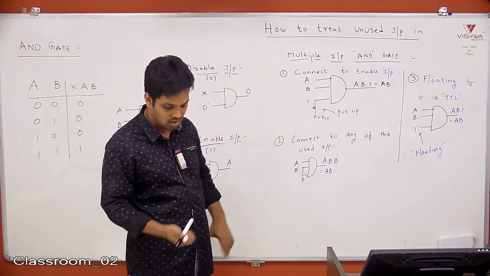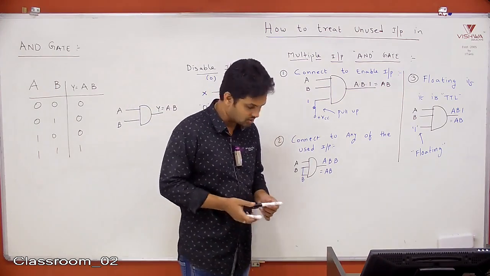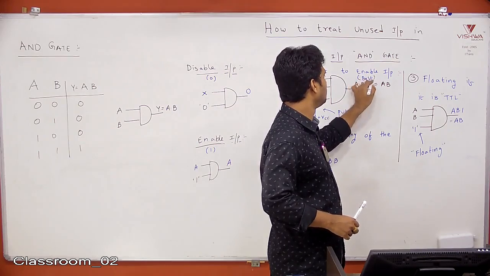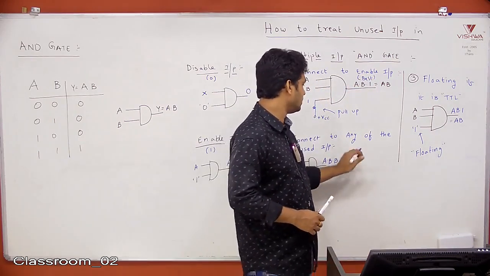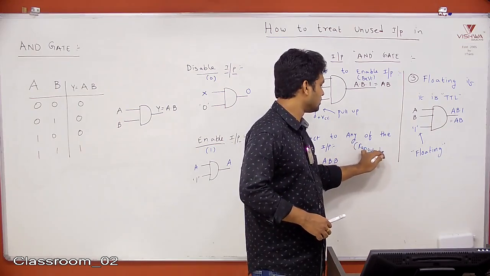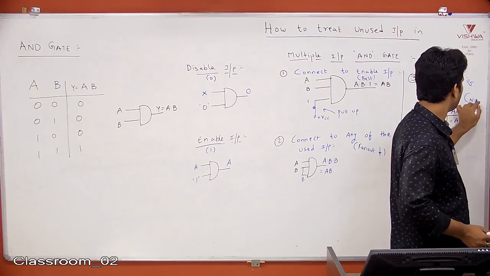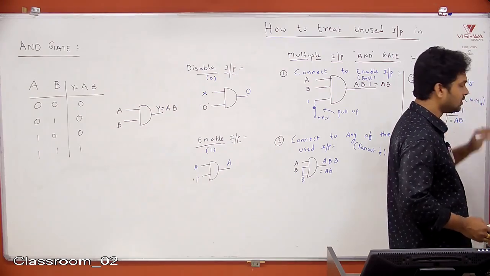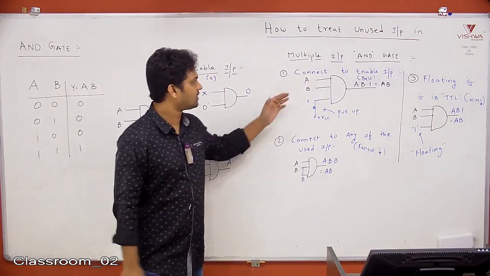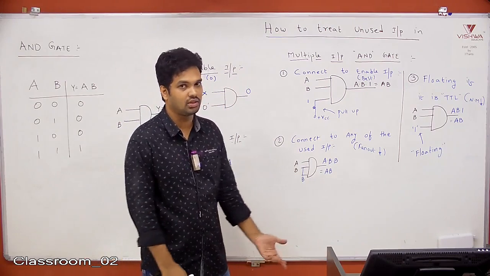You may have the doubt, sir, you have 3 options. If the examiner asks you which one is the best option, this is the best option. Why it is best also I'll tell you. In the second one, the disadvantage is fan out decreases. Third one, disadvantage is noise margin decreases. First one is the best among the 3. The disadvantage with the second one is fan out decreases. Third one, noise margin decreases.